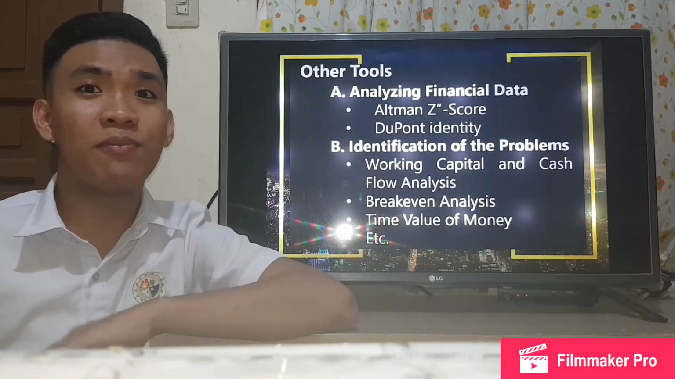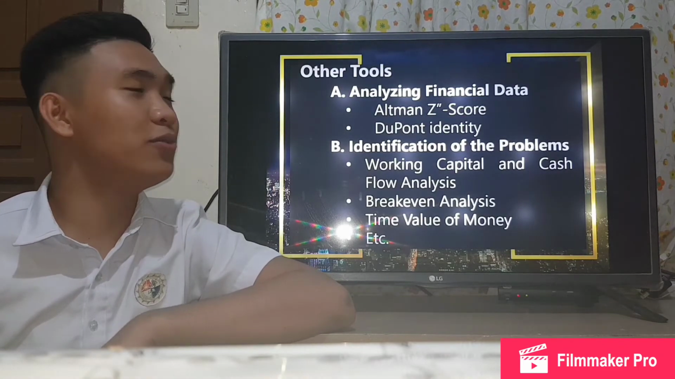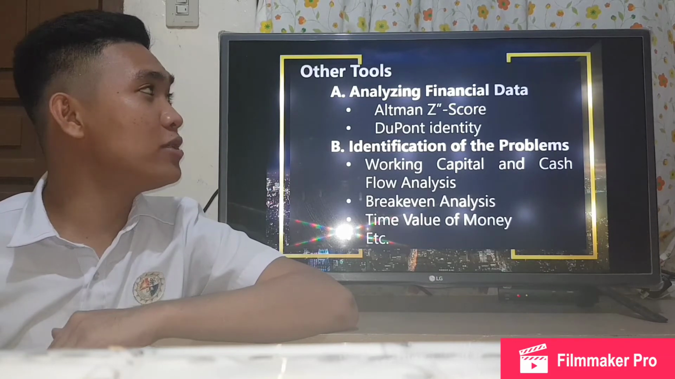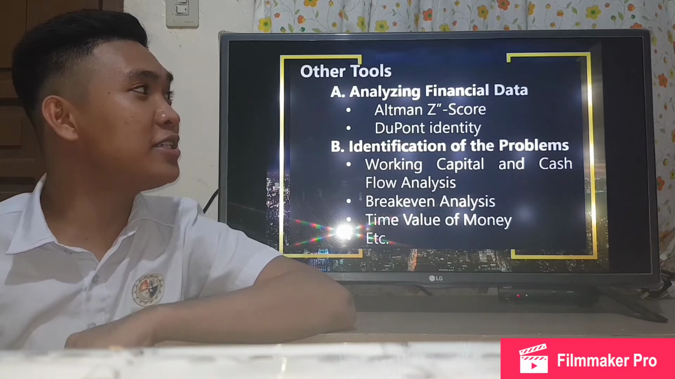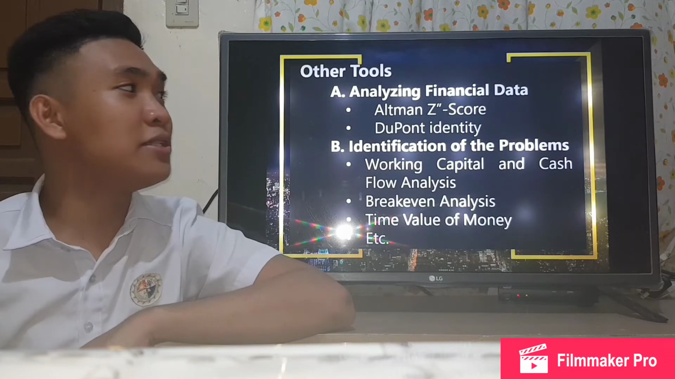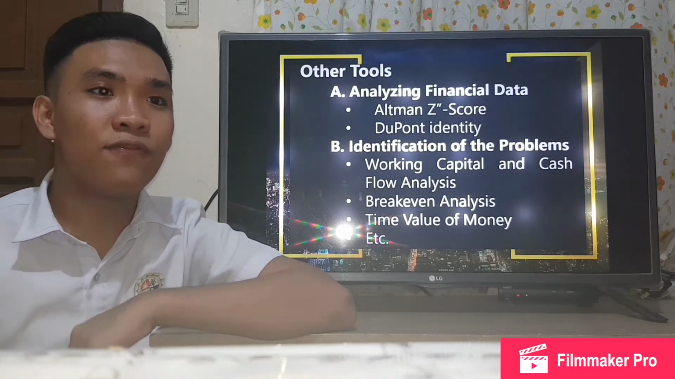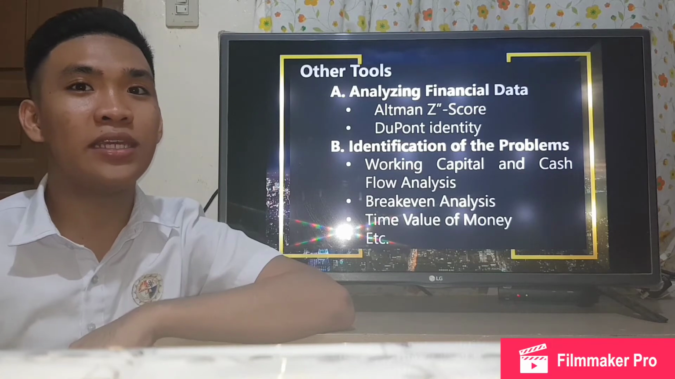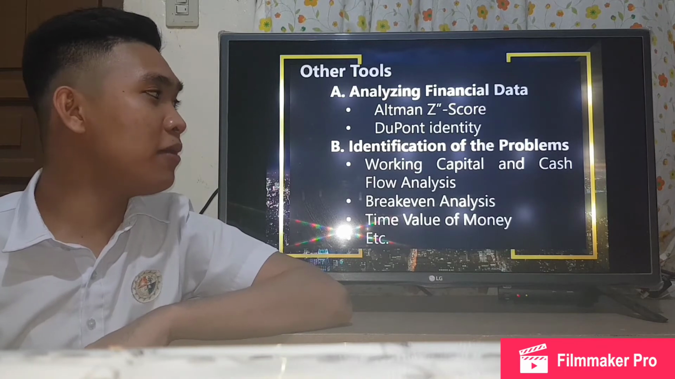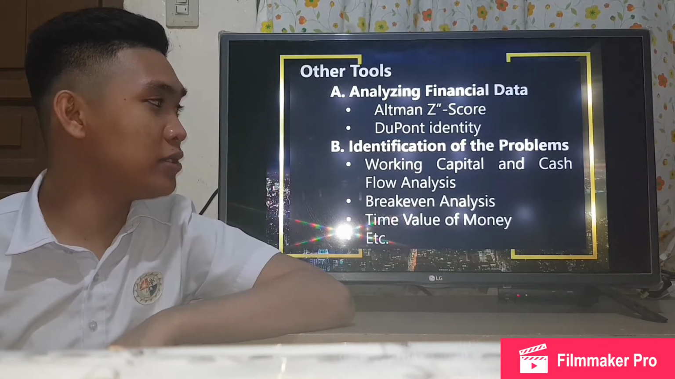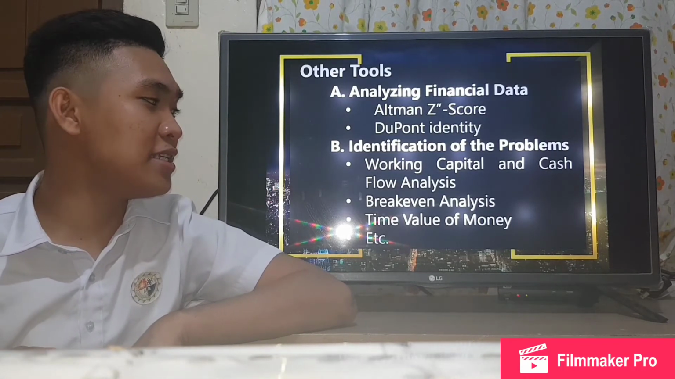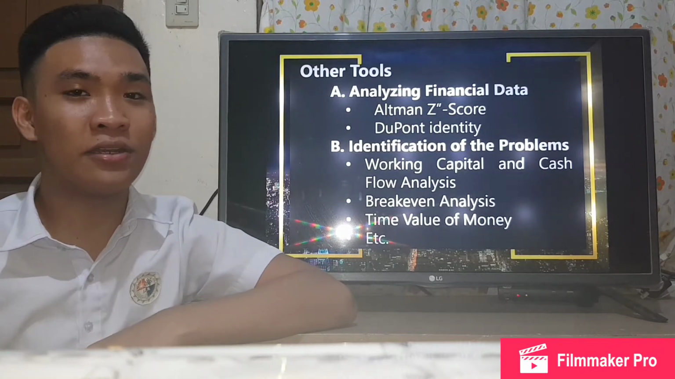The tools we can use for the financial plan are not only limited to the ones discussed by the lecturers. In fact, there are different other tools we can use, for example, in analyzing financial data. We can use the Altman Z-score for predicting bankruptcy, or the Du Pont identity for analyzing if the company has the ability to increase its return on equity. Also, for identification of problems, we can use the following tools. First, working capital and cash flow analysis. Second, break-even analysis, time value of money, etc.